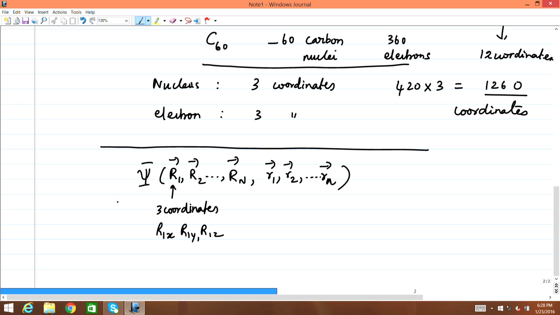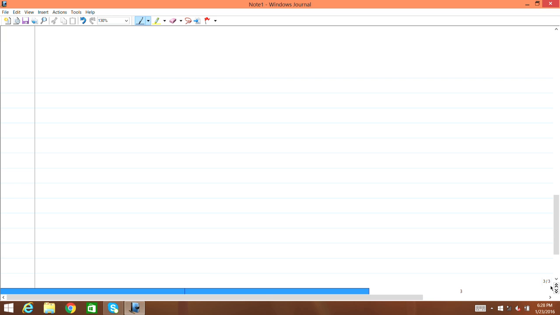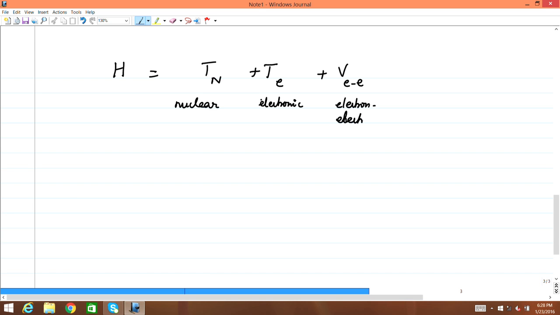Okay. This is the overall molecular wave function, and this wave function is solved for the Hamiltonian, which contains the nuclear kinetic energy T capital N, the electronic kinetic energy, the electron repulsion terms. This is the potential energy term, the electron nuclear attraction terms.